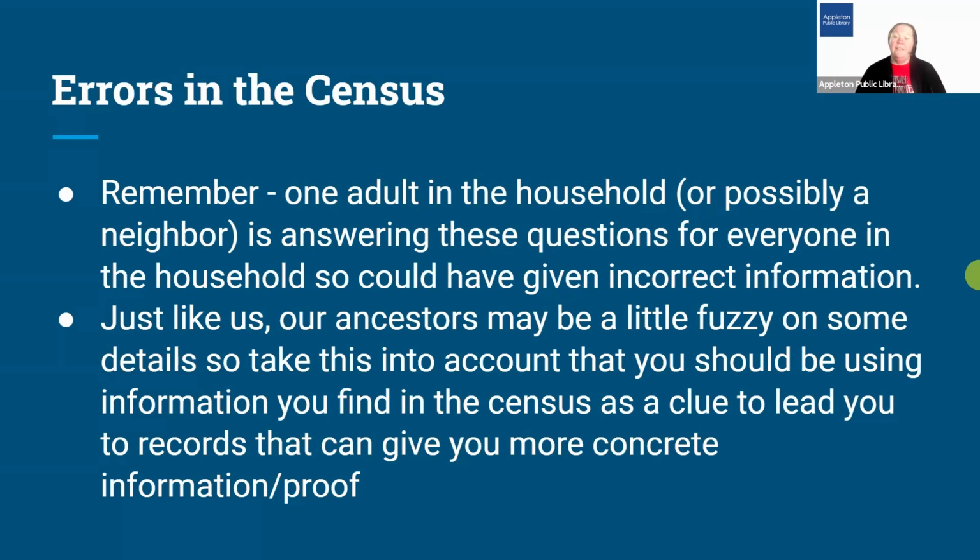So if you see that an ancestor was born about 1903 in Wisconsin, don't just take that as proof that that's when they were born. Follow up and try to find a 1903 birth record or a 1902 birth record or a 1901 birth record that confirms exactly what dates they were born in and exactly where in Wisconsin they were born. So again, use the clues from the census to find actual physical records that will prove information or give you more detailed information.